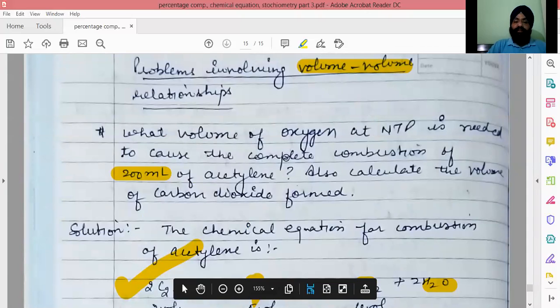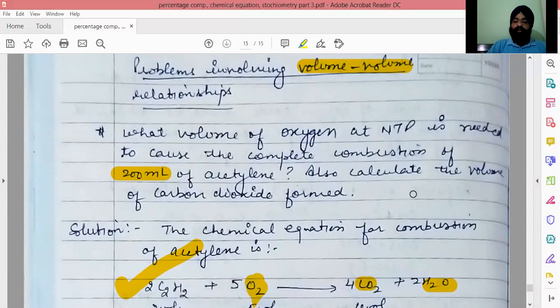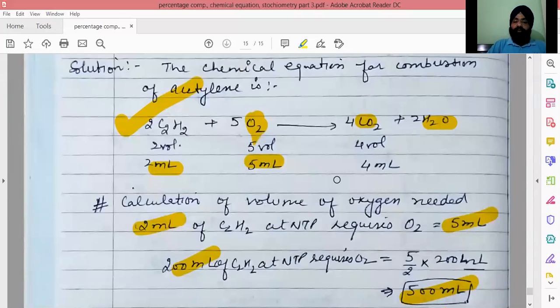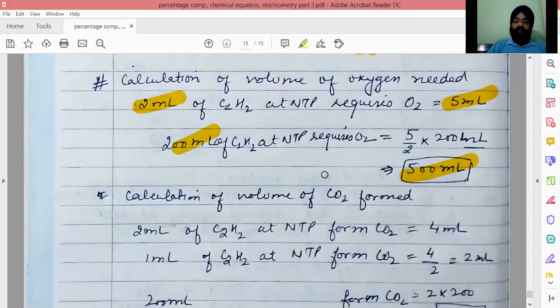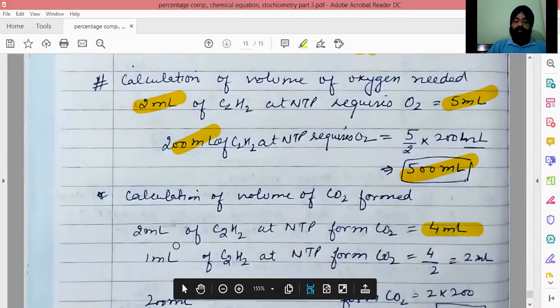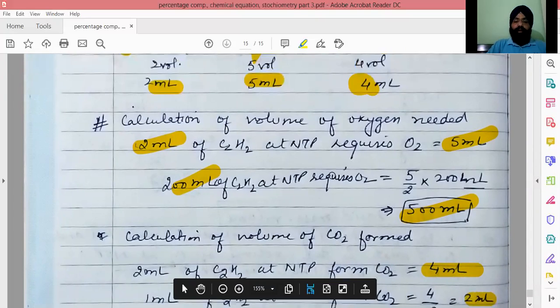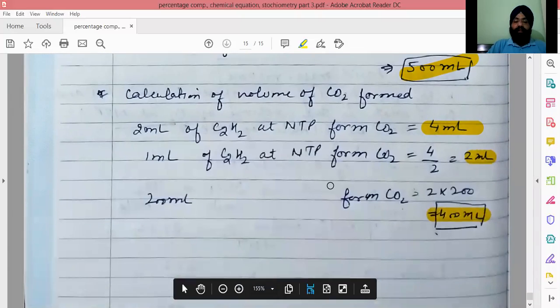How much oxygen is required for the complete combustion? That was 500 ml. Now what amount of carbon dioxide is produced? 2 ml produces 4 ml, so 1 ml produces 4 by 2, that is 2 ml, and for 200 ml it will be 400 ml, right?